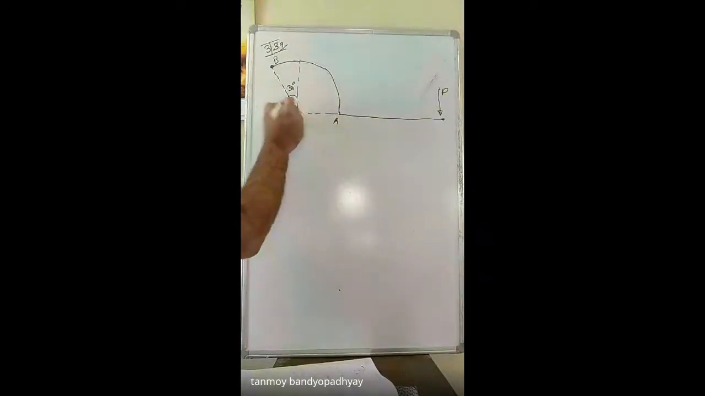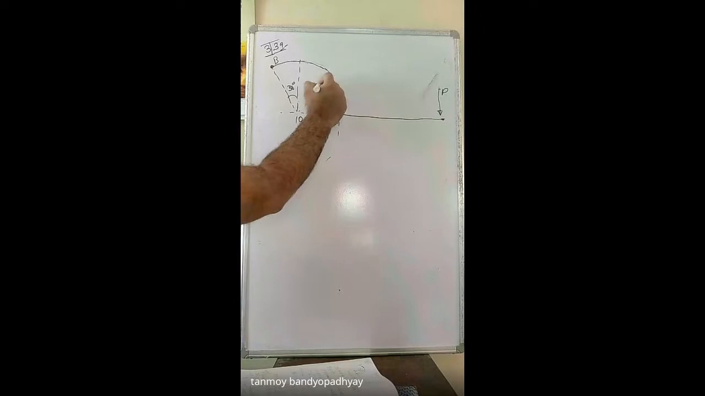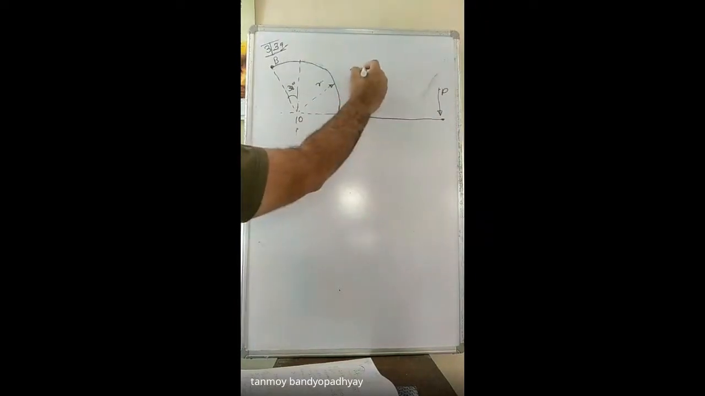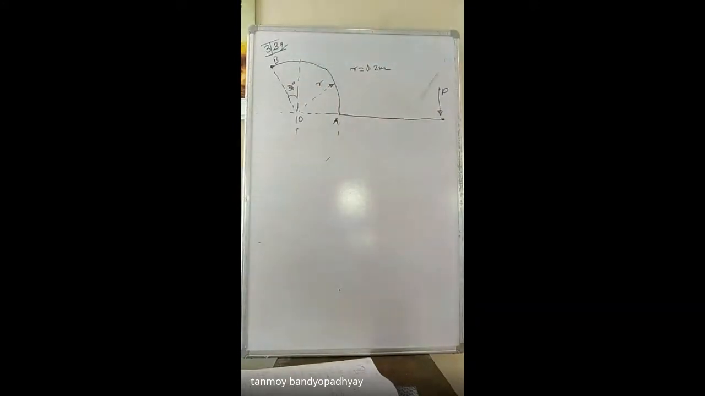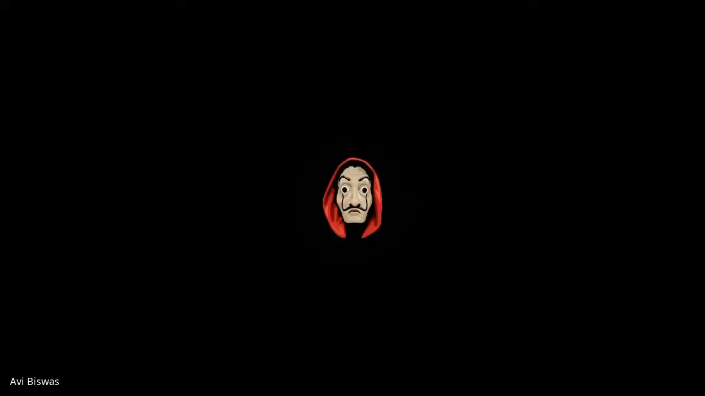And the radius of the circle, if I complete this entire circular portion, the radius R is given. R is given to be 0.2 meter, I think. Not R, sorry, it's 200 millimeter diameter. So 100 millimeter is R. 100 millimeter, 0.1 meter.